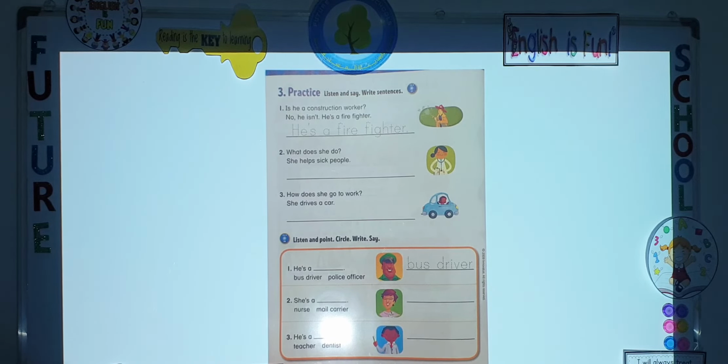Now, trace. He is a firefighter. What does it mean trace? يعني فوق الكلام المكتوب اكتبوا بالرصاص he is a firefighter. Okay? He is or he's a firefighter. He's a firefighter. Now we'll move to question number 2.